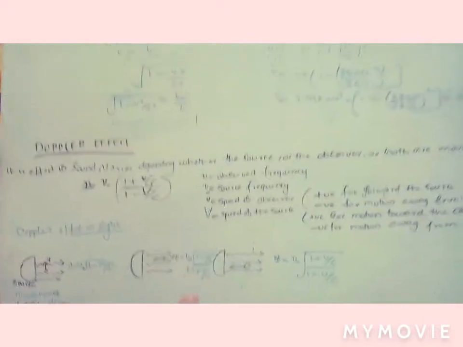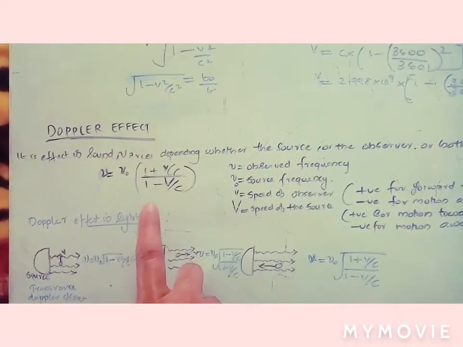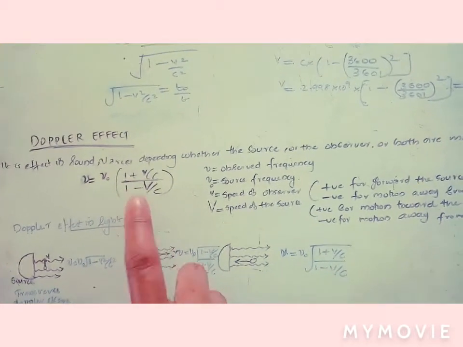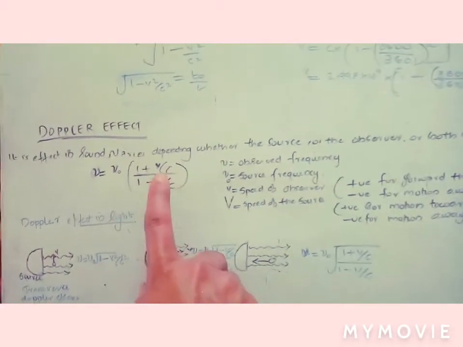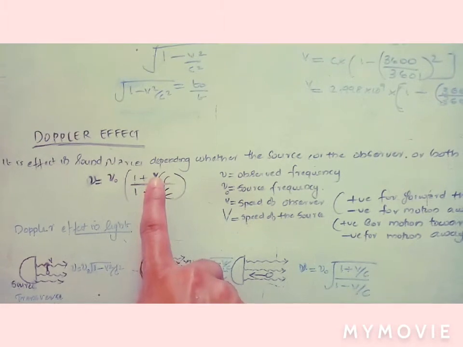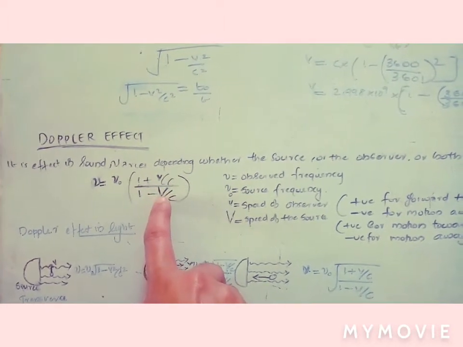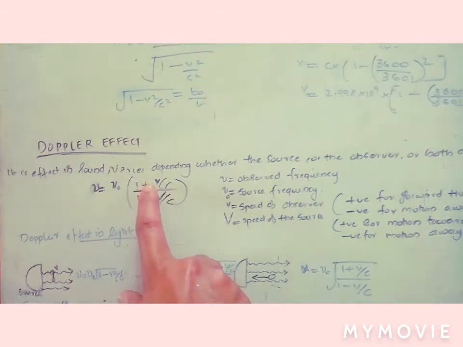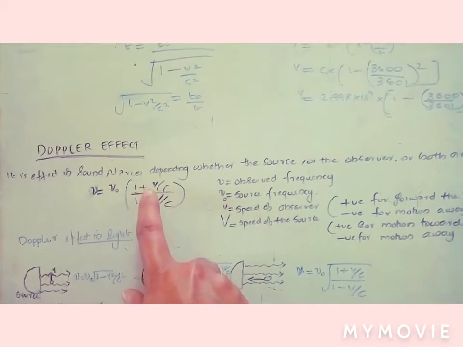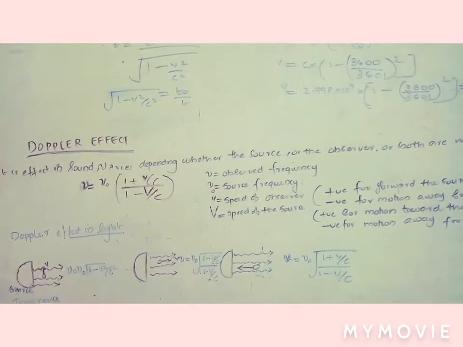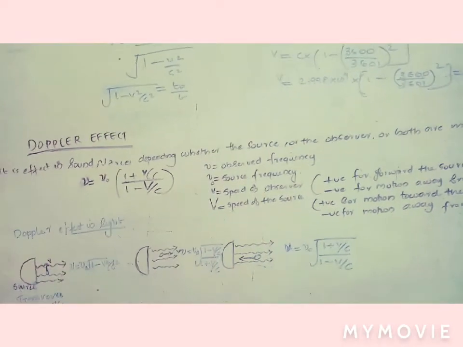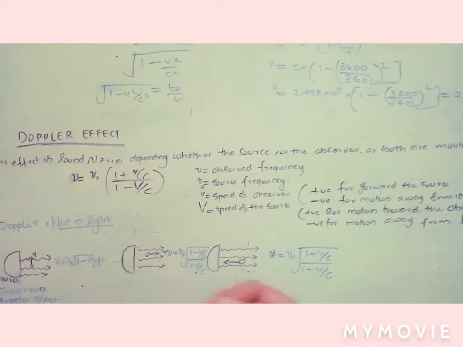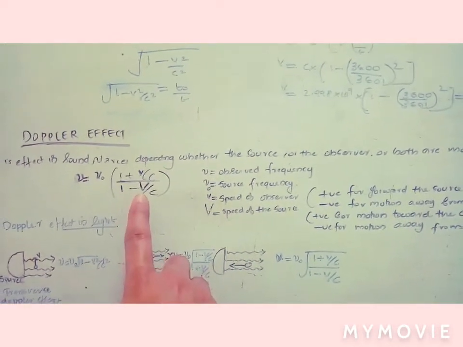You should focus on this expression, the Doppler effect of sound: nu is equal to nu 0 into (1 plus v by c) divided by (1 minus V by c). This is the velocity of the observer, and this is the velocity of the source. In this expression we have to put negative if it is moving away from the observer, or away from the source, and V is the speed of the source.